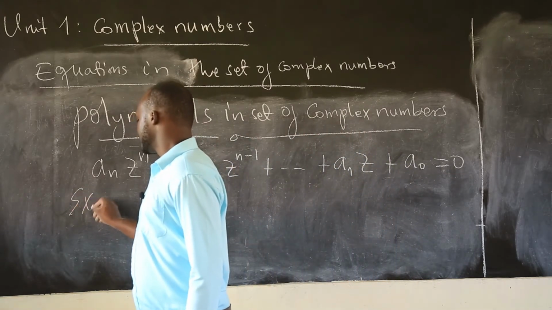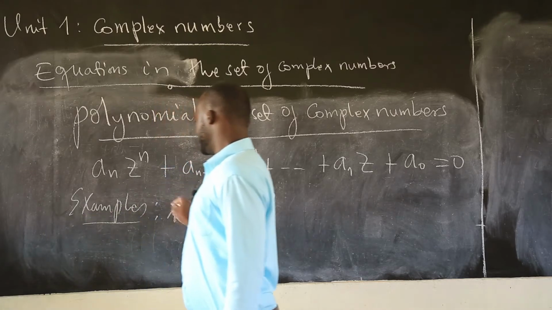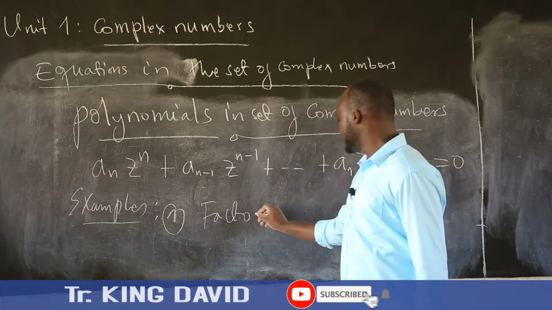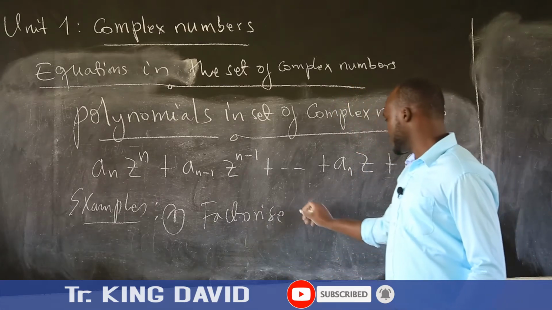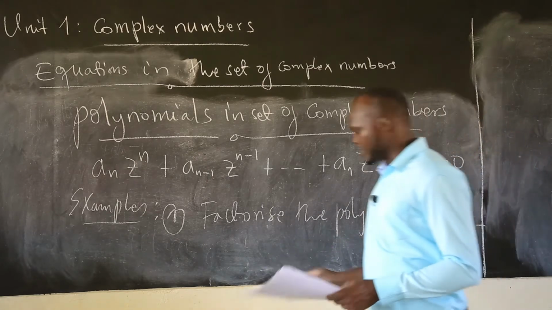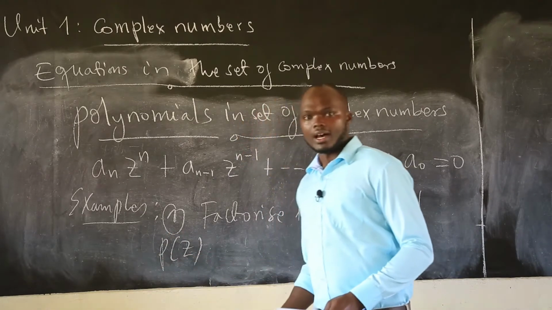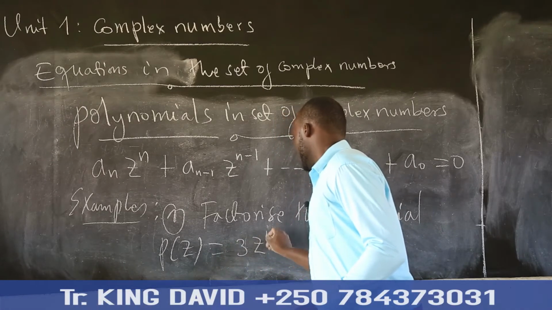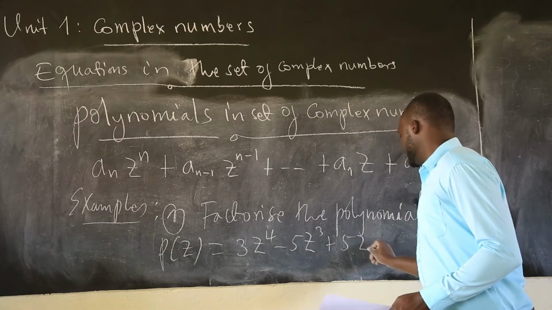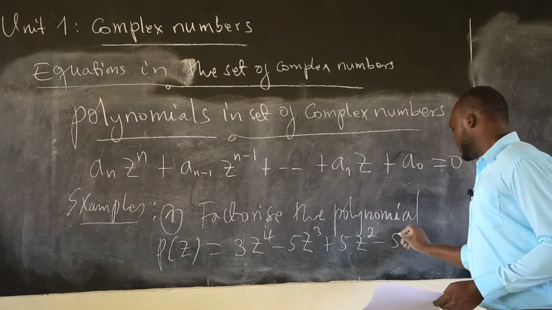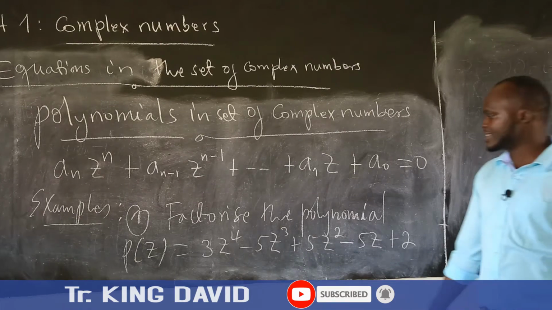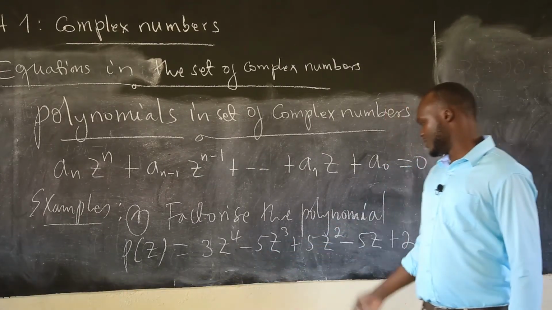For example, example number one is saying: factorize the polynomial. That polynomial is P of Z, and that P of Z is 3Z power 4 minus 5Z power 3 plus 5Z squared minus 5Z plus 2. So we're going to factorize that polynomial. This is a polynomial of degree 4. So we're going to solve that polynomial.